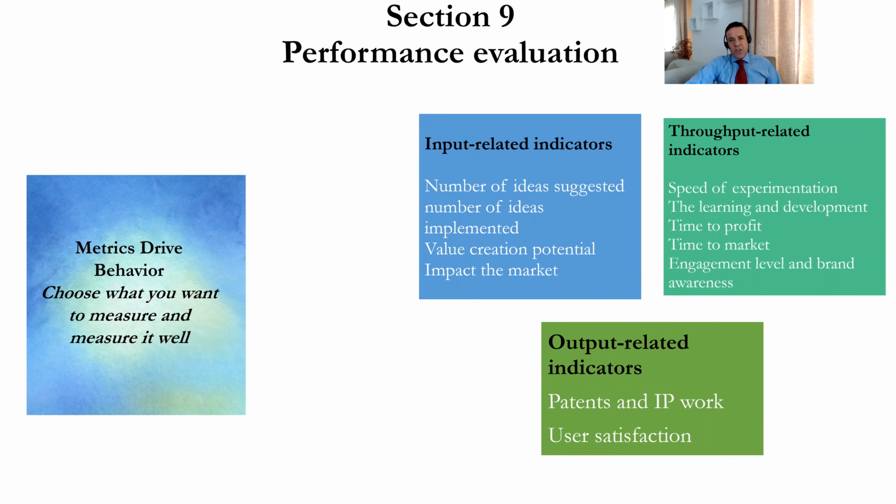Then we come to section 9. In section 9, the standard talks about performance evaluation. In the book, we explain to you that it's important for you to have metrics. As we all know, metrics drive behavior, and without any metrics, without any incentives, people will not engage with the system. So there must be some sort of metrics.